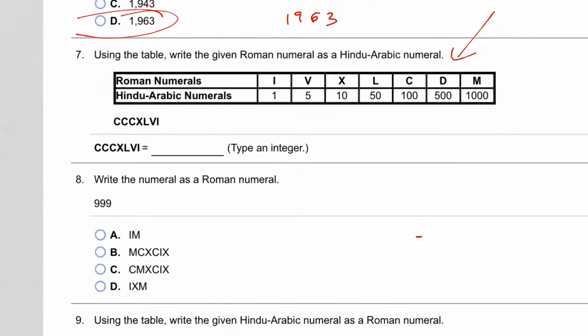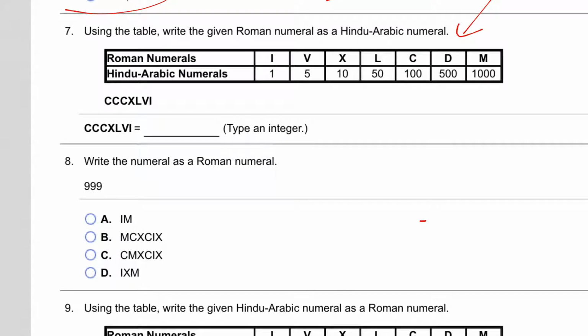Here's another one to practice with. CCC, that's the most you can repeat, is 3 times. And that's 100. So this is 300. And then we have XL. X before the L means we're subtracting 10 from the 50. So this would be 40. And then that's 5 plus 1, that's 6. So 346.